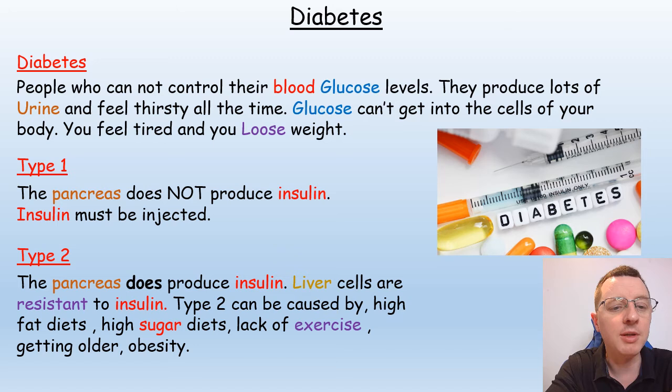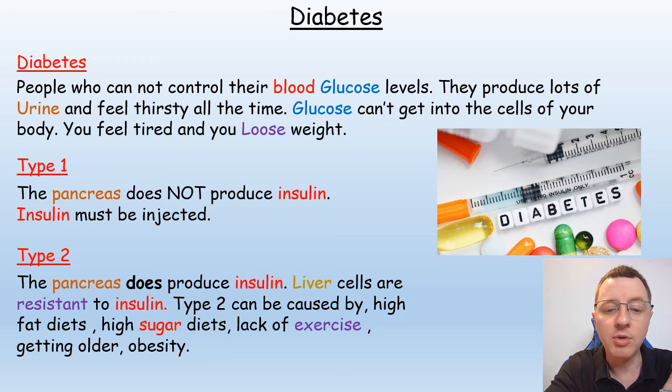Type 1 diabetes, the pancreas does not produce insulin. So the treatment of type 1 diabetes is you need to have insulin injections at regular intervals during the day to encourage your liver to store the excess glucose from your blood as glycogen. Type 2 diabetes, in this case the pancreas does produce insulin. However, liver cells are resistant to the insulin.